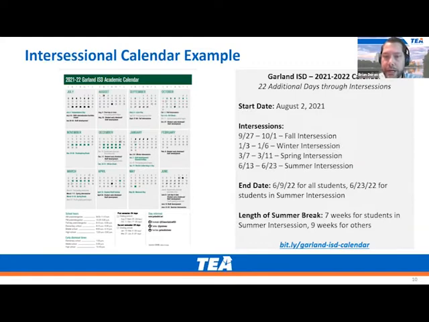The end day for students next school year for Garland ISD will be June 9th for all students and June 23rd for students who are participating in the summer intersession. That means the length of the summer break, again, looking to minimize the impact of additional summer slide, is 7 weeks for students who are participating in the summer intersession and then 9 weeks for others. So fewer than what we might see in other districts of 11 or 12 weeks summer break.